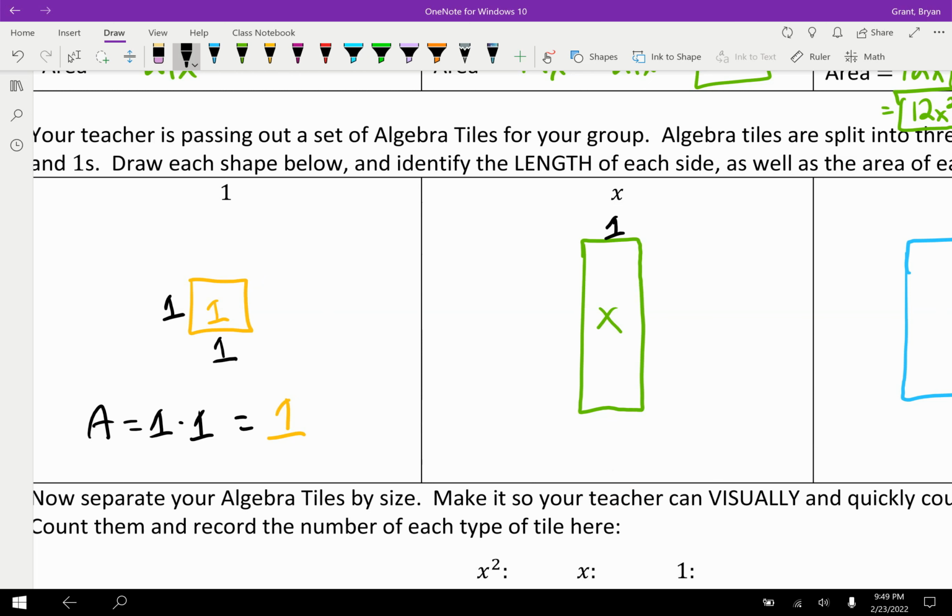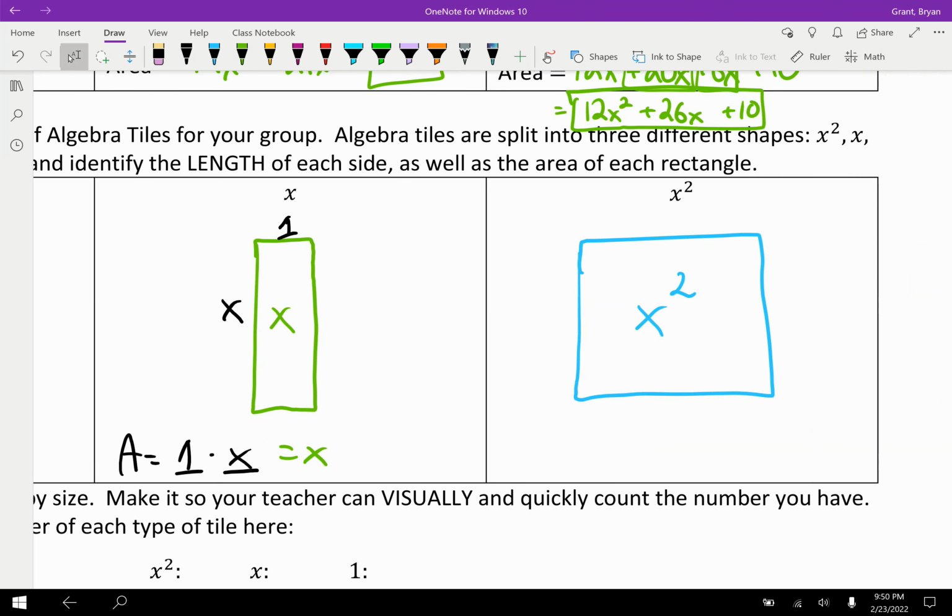And then we ask ourselves the question, well, if area is the base times some height, and we know the answer has to be x, then what is the height of this tile? Well, the height of this tile has to be x. 1 times x is x. 1 times anything is itself. And so the height of this tile we say is x.